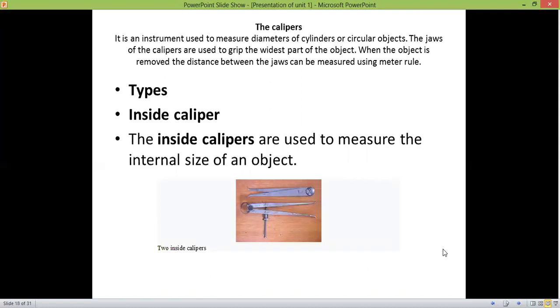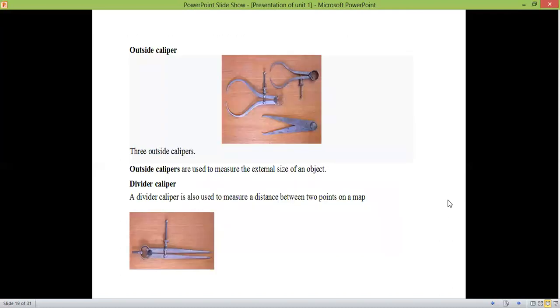There are 3 types of caliper. Inside caliper is the first type, and it is used to measure the internal size, internal diameter of an object. This is a diagram of internal calipers. The second type is the outside caliper. They are used to measure external diameter or external size of an object. The third type is the divider caliper. Divider caliper is used to measure a distance between 2 points on a map.